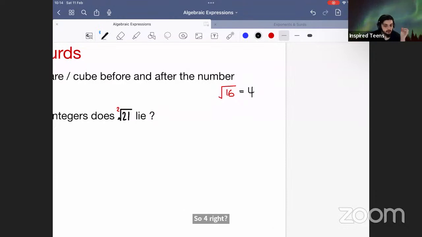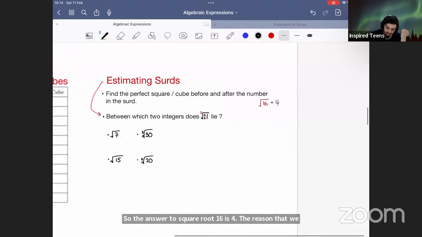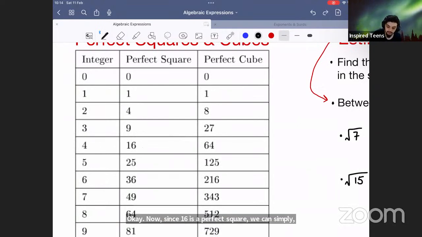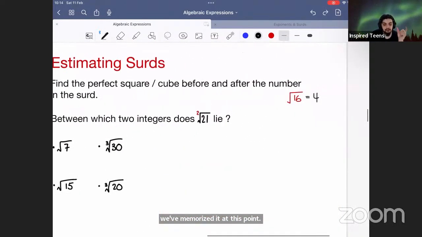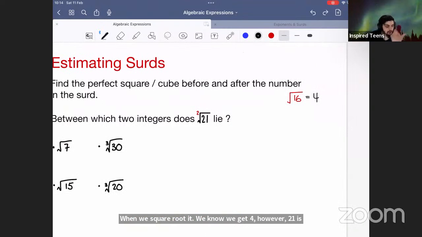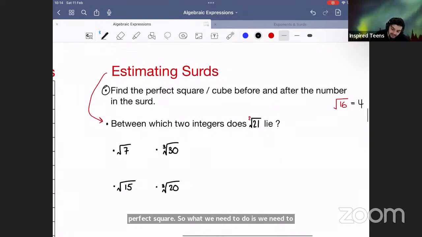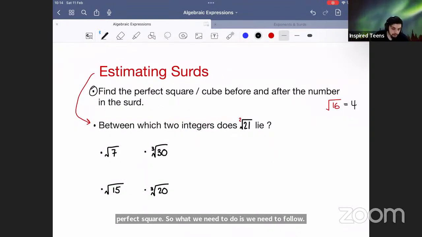The reason that we know that is because 16 is a perfect square. Since 16 is a perfect square, we've memorized it at this point, when we square root it, we know we get 4. However, 21 is not a perfect square. So when you say square root 21, nothing comes to mind because it is not a perfect square. So what we need to do is follow this step that says find the perfect square or cube, depending on what we're dealing with, before and after the number in the surd.